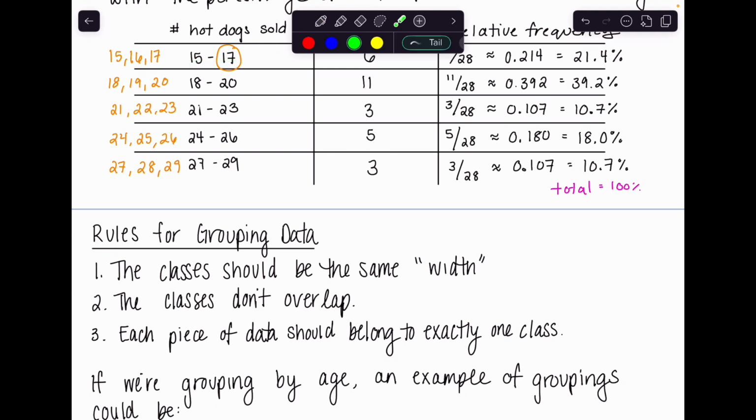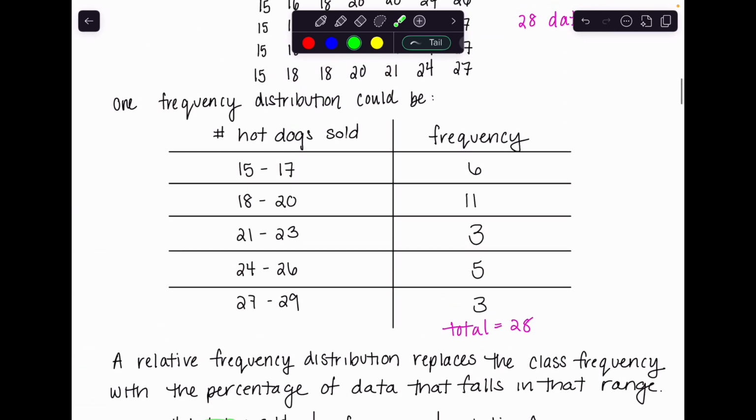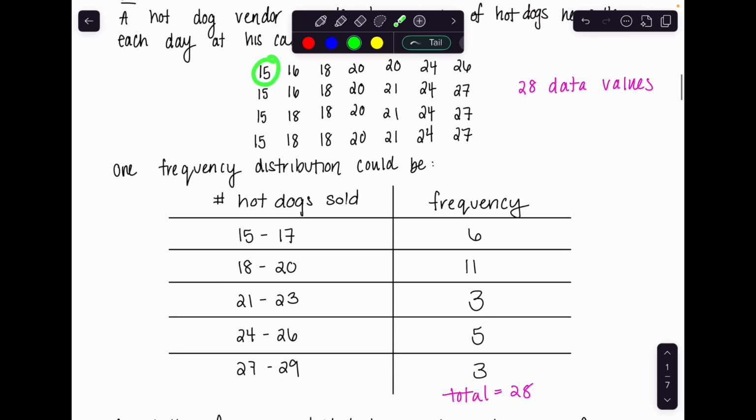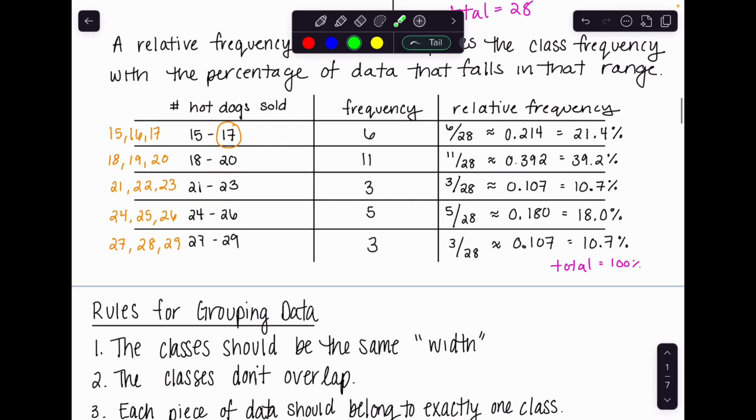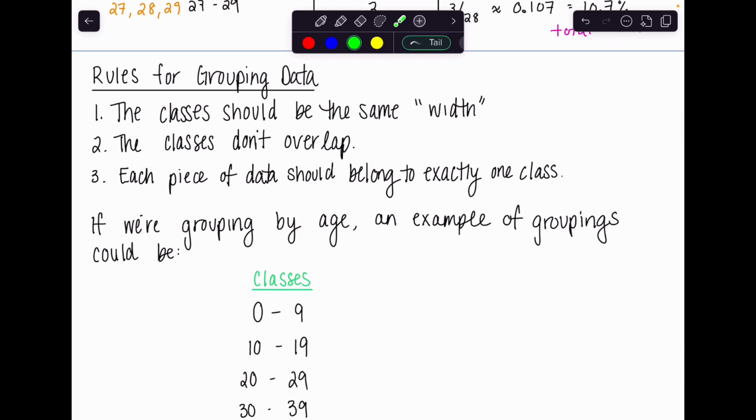So you need to start your buckets low enough to get the smallest data value, and you need to keep going until you get that highest data value as well. I don't need to put any buckets before this because 15 was the absolute smallest data value I had. So I didn't need to include the classes prior. And likewise, I don't have to go past 27 because that's my maximum data value. So those are the 3 things that we have to keep in mind.